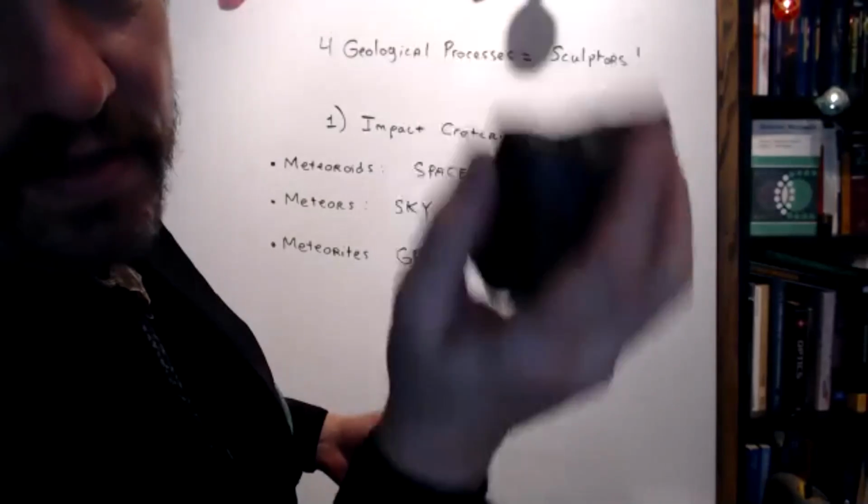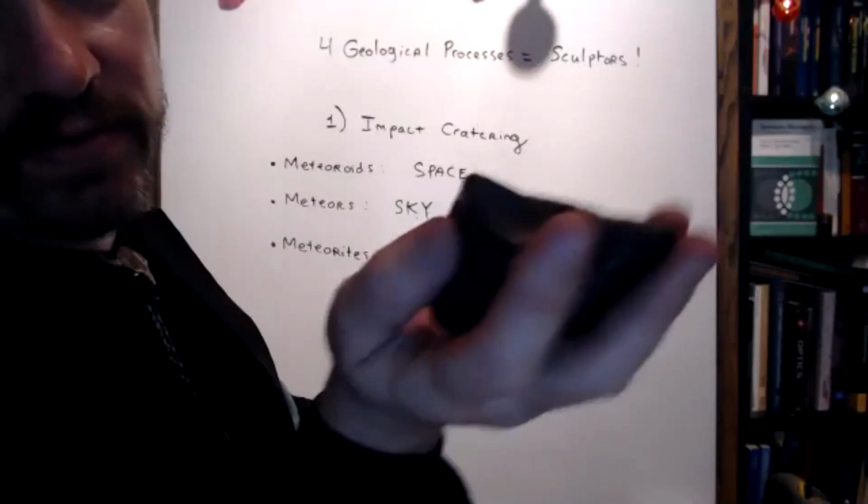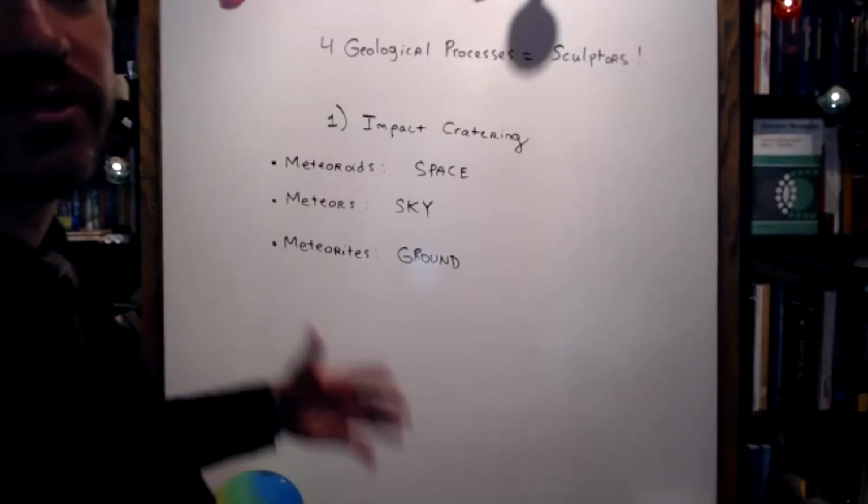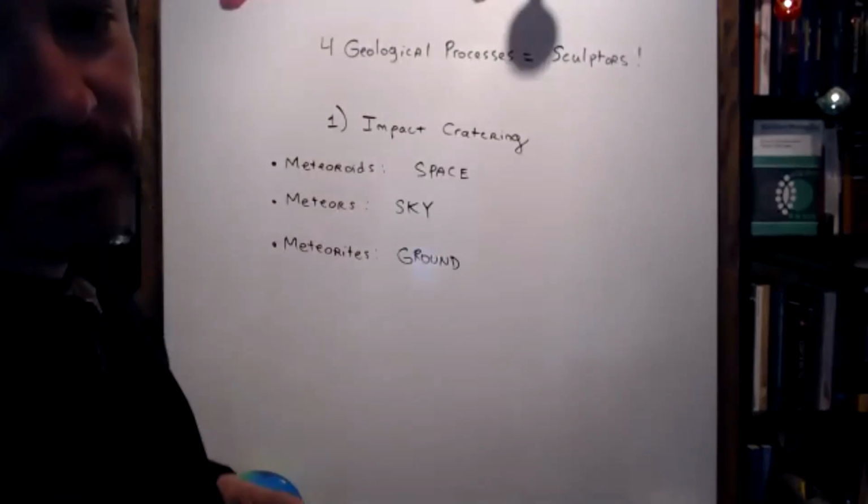This is a meteorite. I wish I could pass it around to you guys like a show and tell. It's very heavy, much heavier than a block of granite. That's because it's made mostly of iron. It's an iron meteorite. And you know, it is a real treat to see the impact craters that they form.